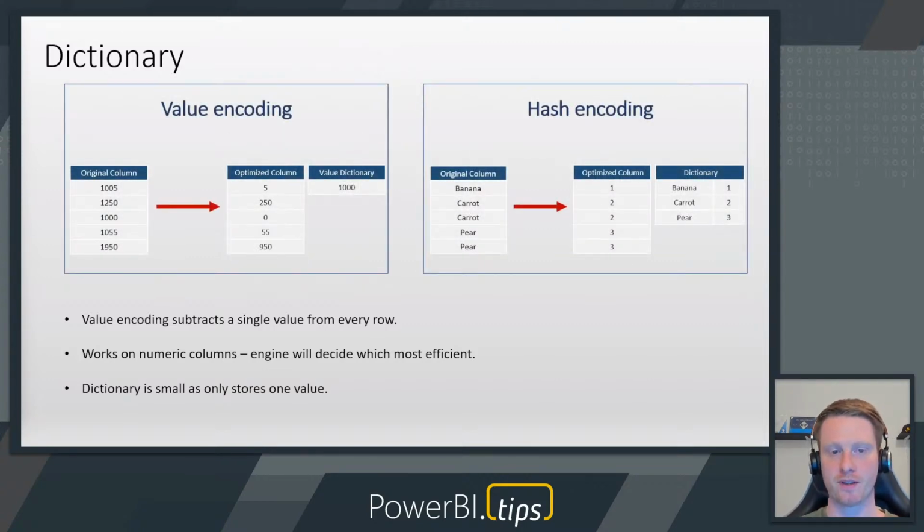So here we have the two. The value encoding works by subtracting that value from every row. And then the hash encoding, which is on the right here, just gives it a dictionary and removes the text to only have the text once. And it replaces these with numbers, essentially integers, to make it more efficient.